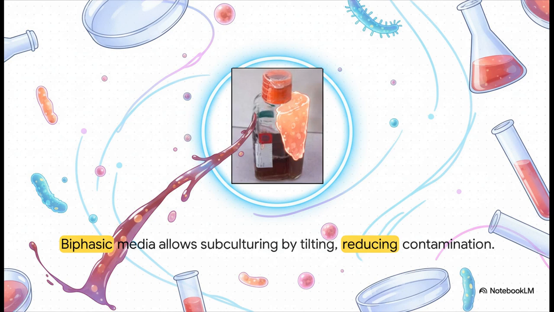And the design of biphasic media is just so clever, especially for something sensitive like a blood culture. The sample grows in the liquid broth part first. Then, when you want to create a subculture on the solid part, you don't have to open anything up. You just tilt the bottle, wash the broth over the built-in agar slant, and you're done. It massively reduces the risk of contamination.